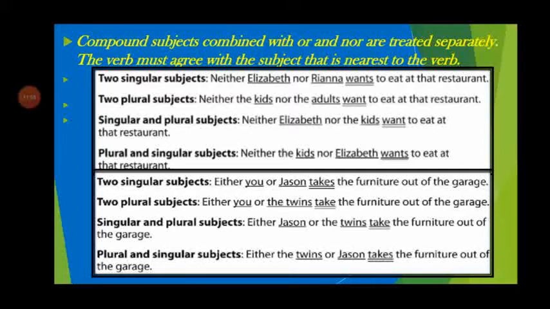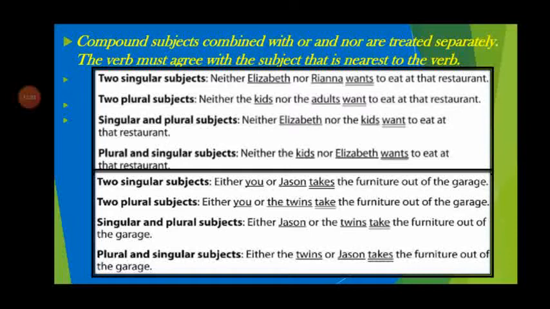Then two singular subjects: Either you or Jackson takes the furniture out of the garage. Two plural subjects: Either you or the twins take the furniture. Singular and plural subjects: Either Jason or the twins take. Then you can see the two sentences in the middle: Either you or the twins, either Jason or the twins.